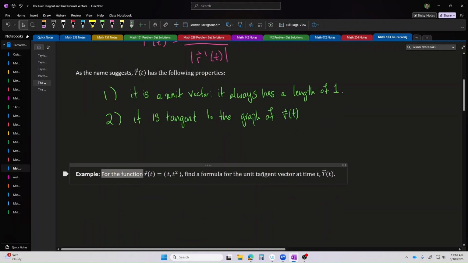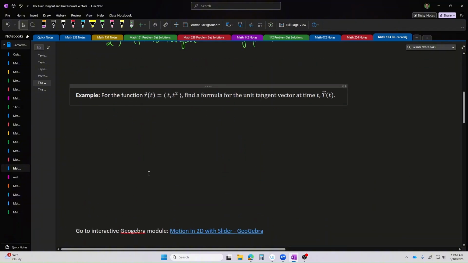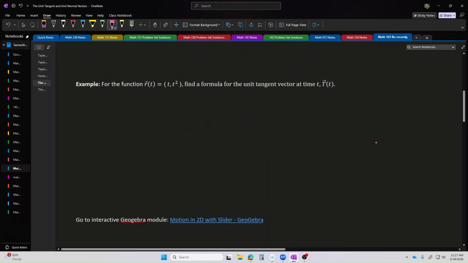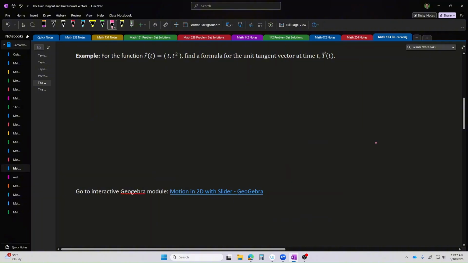Now let's go ahead and do a quick example of actually calculating the unit tangent vector to a parameterized curve. And here we have the parameterized curve, two-dimensional. The first entry is t, and the second entry is t squared. So to begin with, we're just going to go ahead and find the first derivative of this vector valued function using the usual component-wise method. So r prime of t in this case is for the first entry 1 from the derivative of t, and in the second entry 2t from the derivative of t squared.